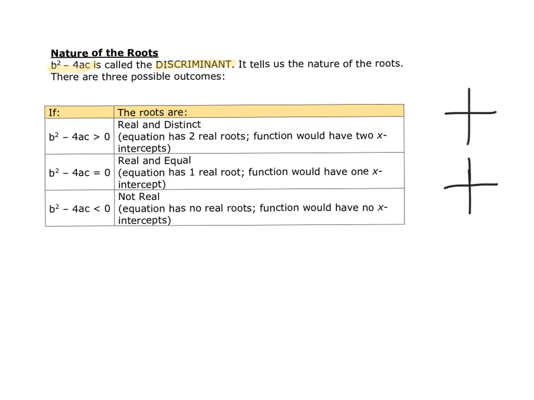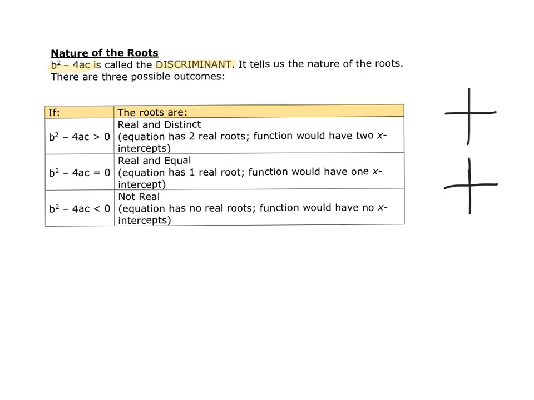So in a question, if you are asked to determine the nature of the roots, or to find how many solutions a quadratic equation has, you apply the discriminant. You substitute in b squared minus 4ac, and if you find that your value is positive, which means it's greater than 0, that means your quadratic equation has two real and distinct solutions. So the equation has two real roots. The function would have two x-intercepts.